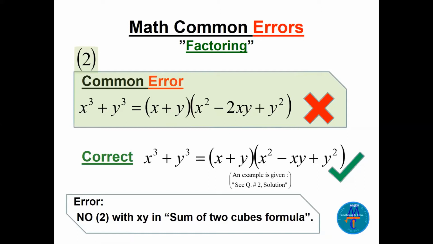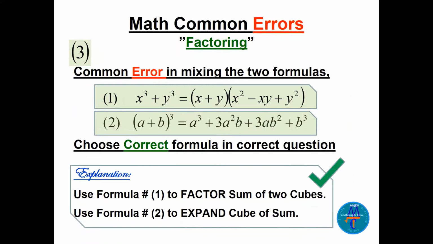Remember that I showed you one formula close. There is a 2xy when we have a perfect square trinomial, but not in this formula. So the correct formula to factor x cubed plus y cubed will be x plus y, x squared minus xy plus y squared. If you take a few minutes at home, try to multiply these on the right side. You will get exactly this answer here. So what is the error in common error number 2? No 2 with xy in this formula, the sum of 2 cubes. Okay, formula number 2, this one here.